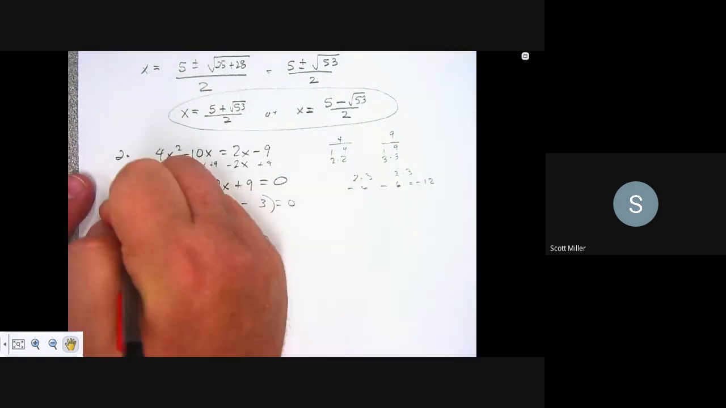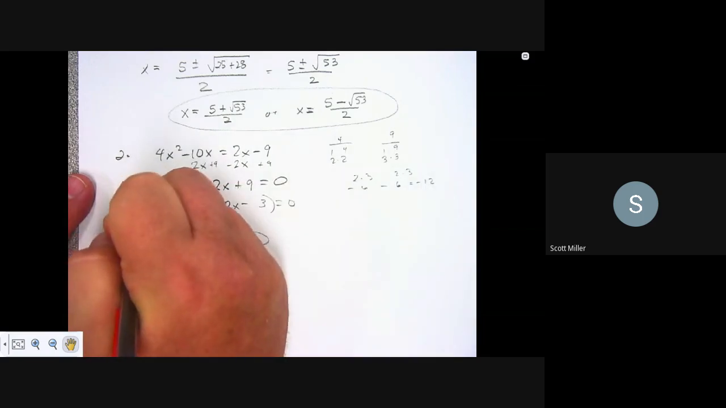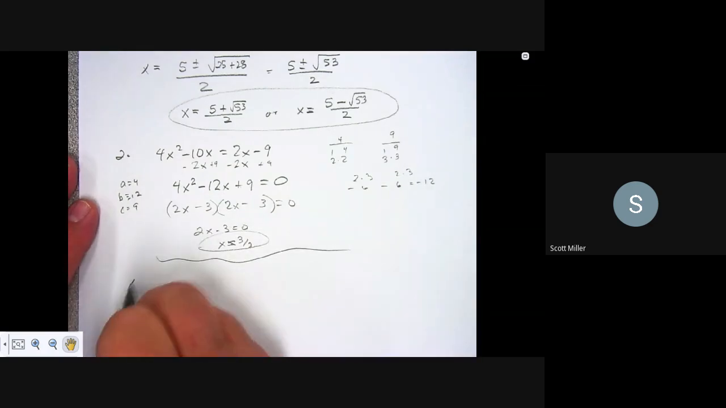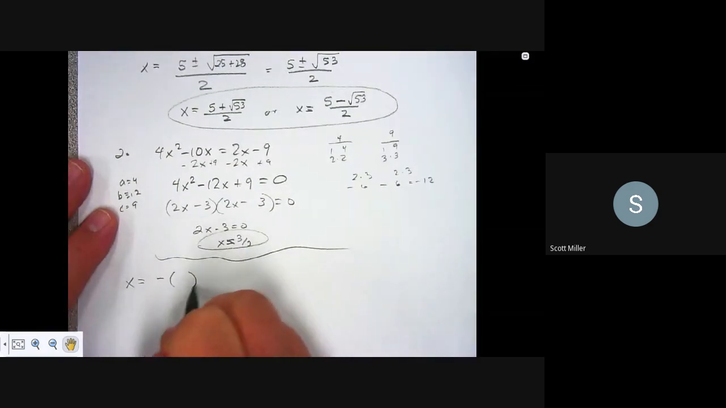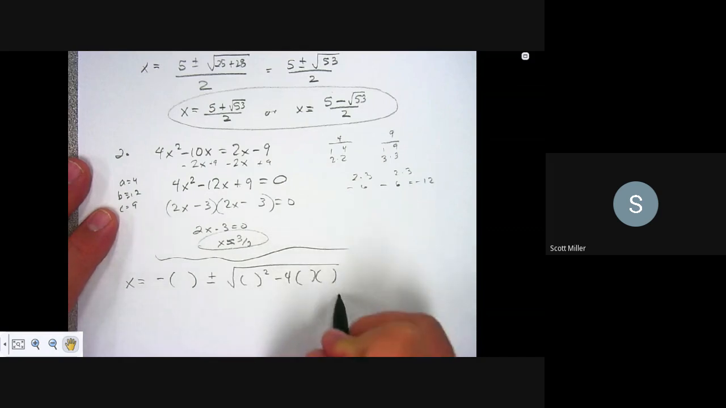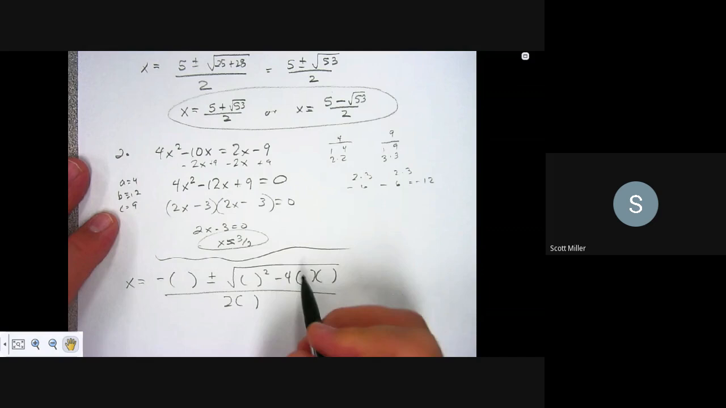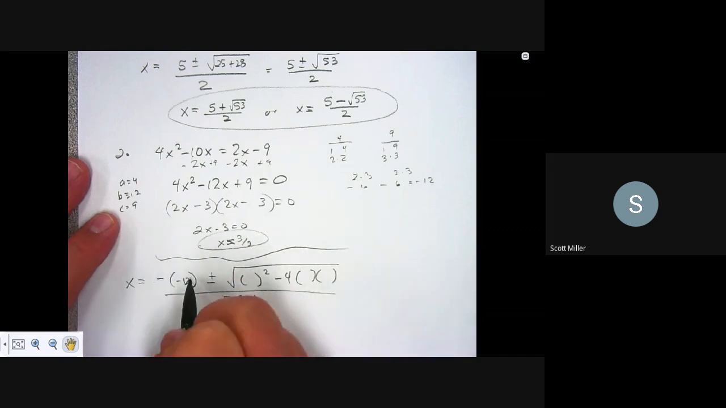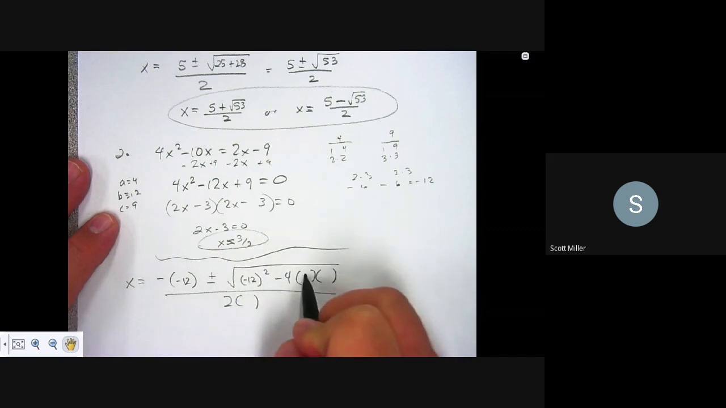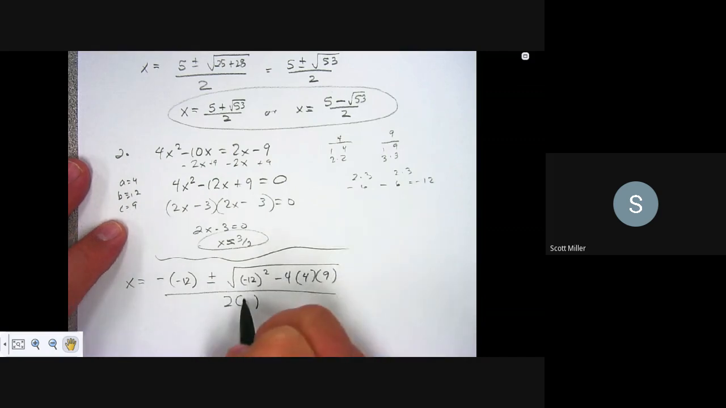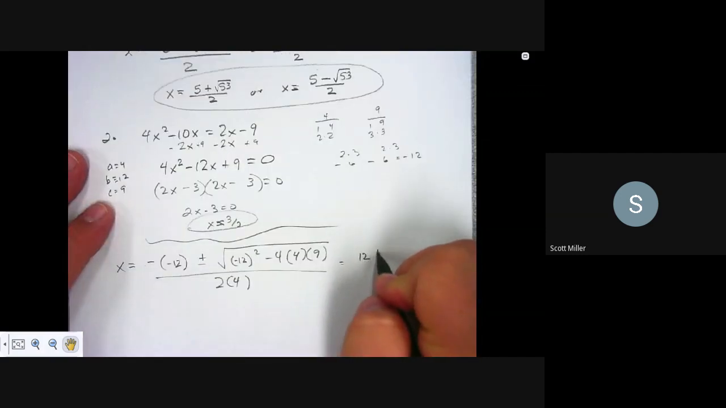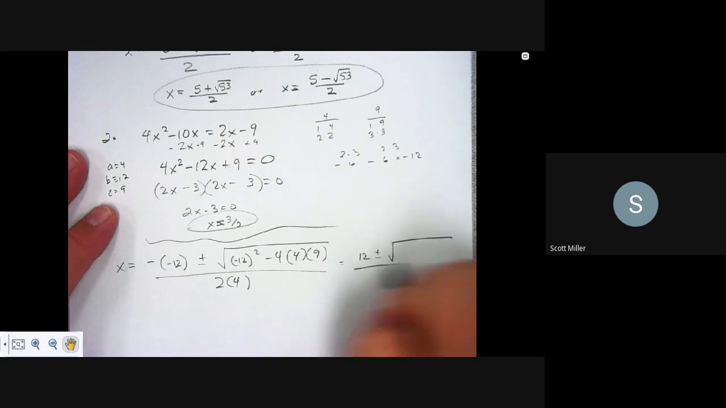Now that everything's over here, a would have been 4, b would have been negative 12, and c would have been 9. Okay, so x equals negative b plus or minus the square root of b squared minus 4ac all over 2a. Negative 12, negative b plus or minus the square root of b squared minus 4 times a times c over 2a. I get 12 plus or minus the square root, and this will be 8.